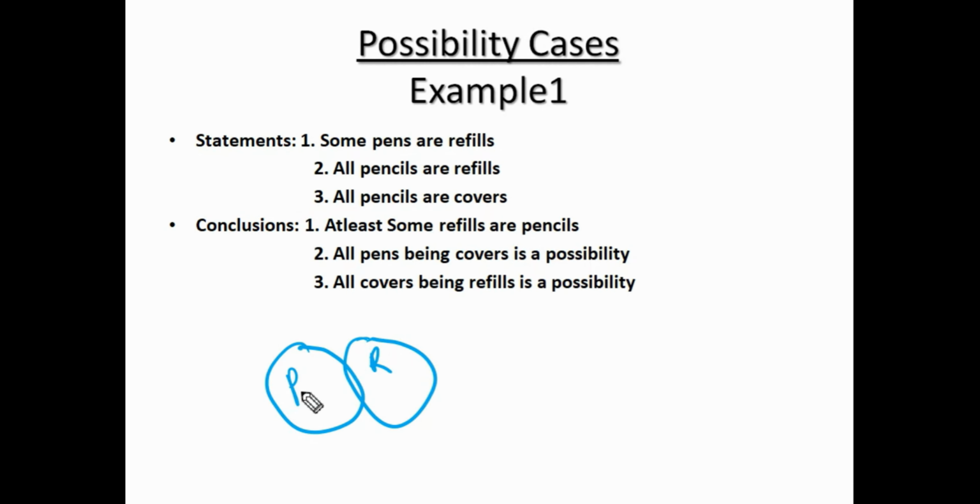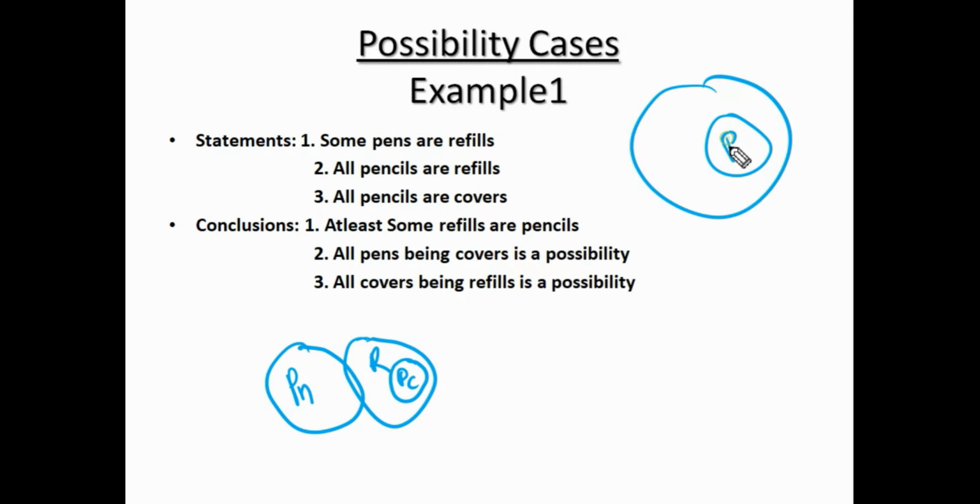I'm taking pen as PN and pencil as PC. All pencils are refills. Here we don't need to intersect pencil with pen because nothing is mentioned here. Next, all pencils are covers. Some students may draw the diagram in this way also. This is already refill, pencil and refill. So some students may draw the diagram in this way.